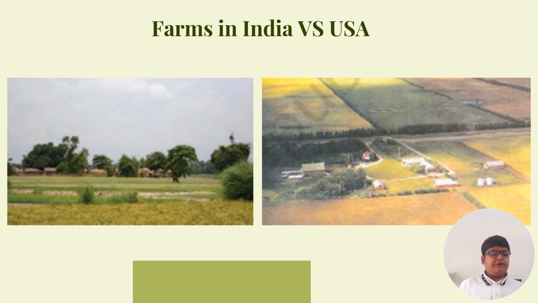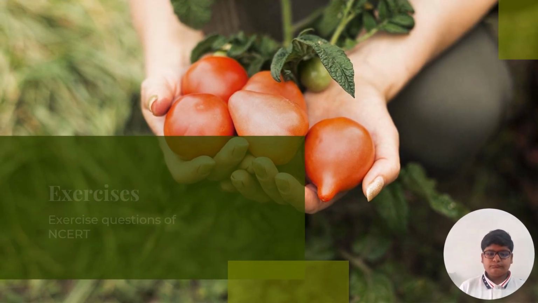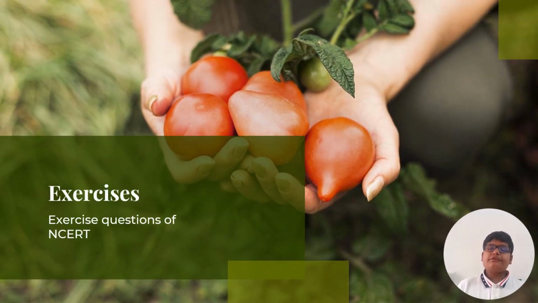Whereas a farmer in the USA has a much bigger farm. He grows corn in his field with the help of much more developed resources like computers, etc. In fact, they have automated grain storage. So they have better resources than what is available to Indian farmers. Now let us look at the exercise questions of NCERT.